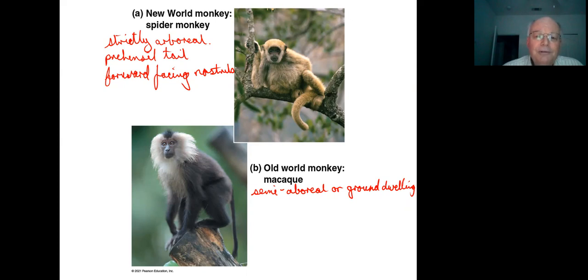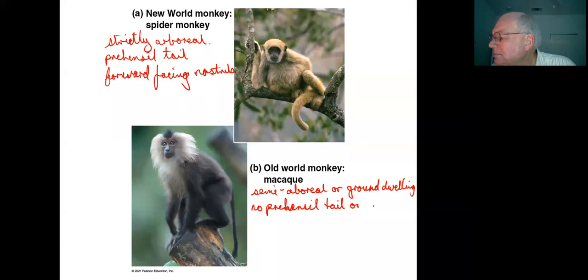And they belong to a clade of monkeys that do not have tails. They don't need them because they are strictly ground dwelling. So they're semi-arboreal and ground dwelling, no prehensile tail. Or no tail.